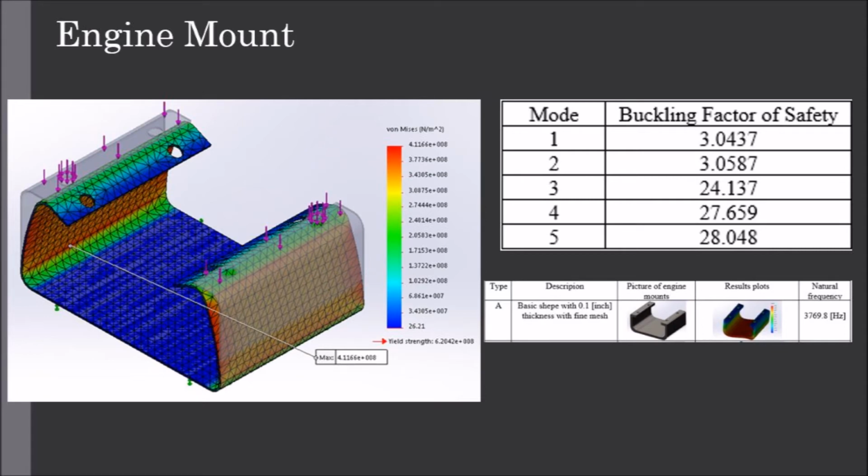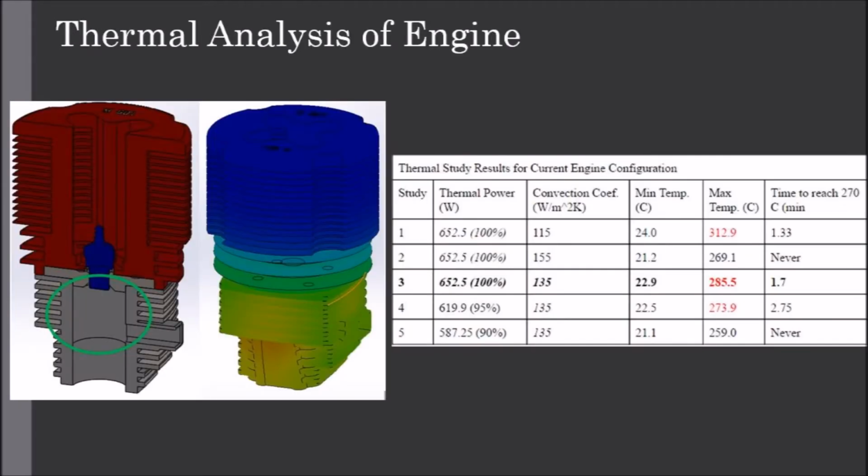Due to the revolutions of the engine, it could produce a 466 Hz. The first natural frequency of the mount is an unlikely 3770 Hz. Thermal studies were conducted for the engine. If 270 degrees Celsius is reached, then the car must be shut down immediately.